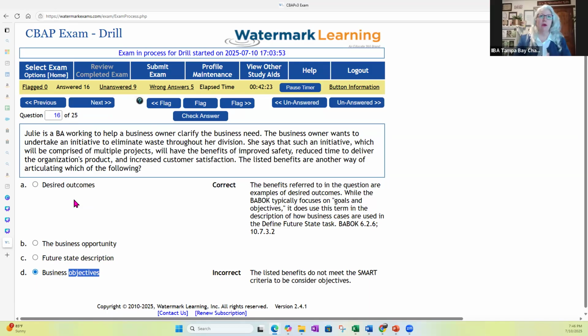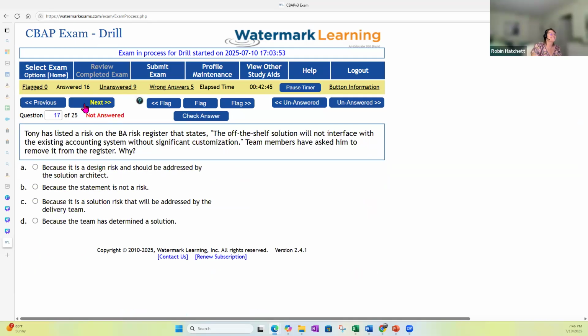So this is a desired outcome, the benefit referred to in the question. While the BABOK typically focuses on goals and objectives, it does use this term in the description of how business cases are used in the define future state task. Okay? You're not going to get this wrong again, because you got it wrong this time and you learned. So we're good. It sounded too easy, you know?